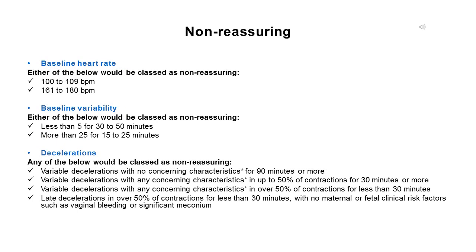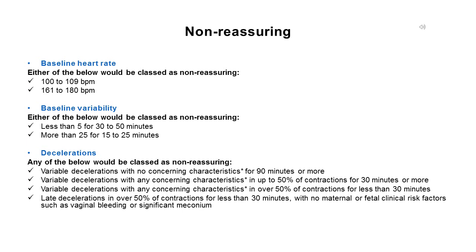Non-reassuring. Baseline heart rate. Either of the below would be classed as non-reassuring. 100 to 109 bpm. 161 to 180 bpm. Baseline variability. Either of the below would be classed as non-reassuring. Less than 5 for 30 to 50 minutes. More than 25 for 15 to 25 minutes.